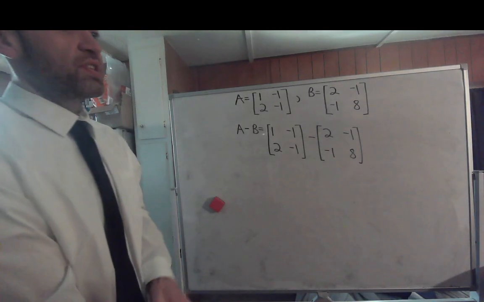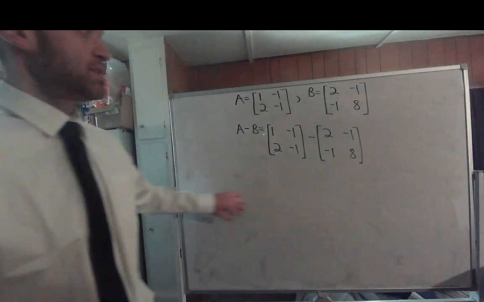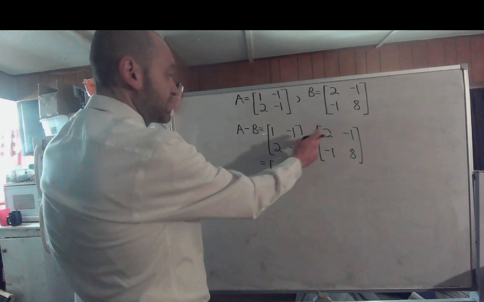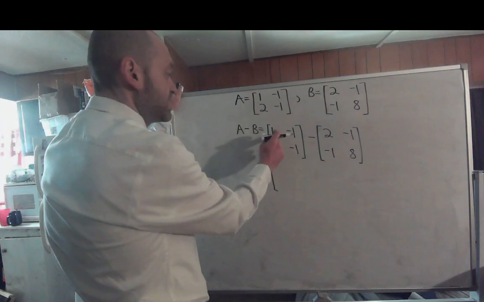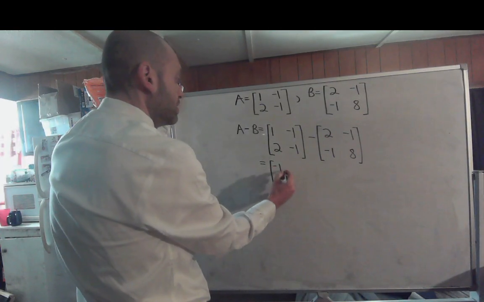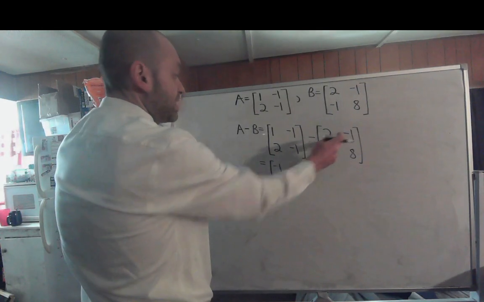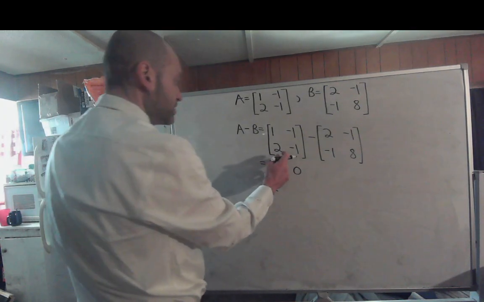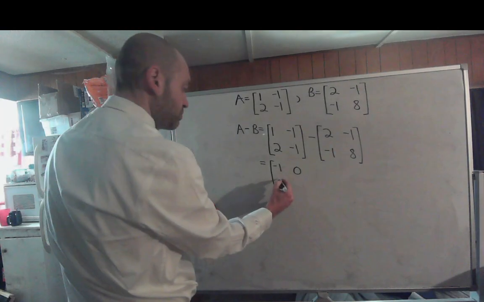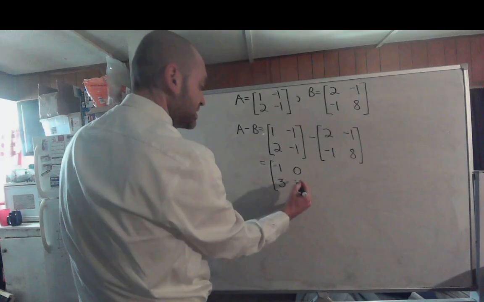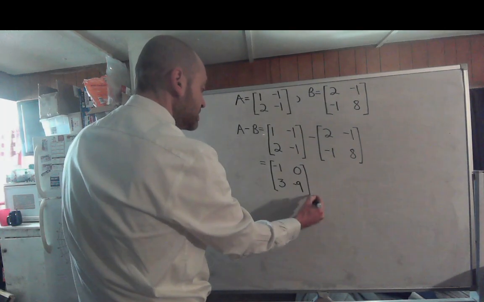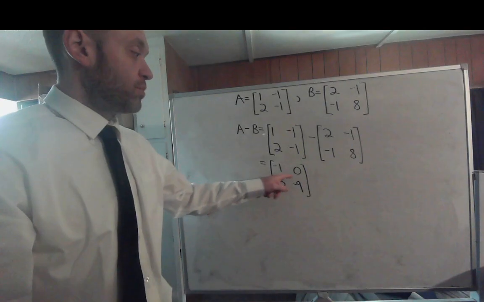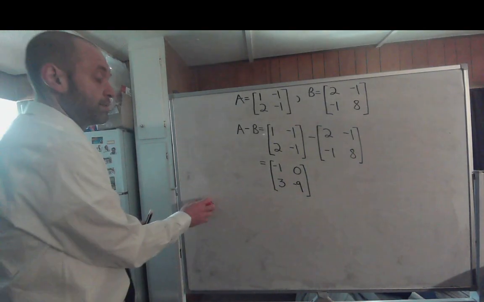And matrix subtraction works the same. They both have to be the same dimensions. So all I have to do now is take each respective entry, subtract the numbers from the other matrix in it. So if I take that 1 minus 2, I'll get -1. I take -1 minus -1, well, that's -1 plus 1, that turns into 0. 2 minus -1 turns into 2 plus 1, that's 3. -1 minus 8 is -9. So my answer for A minus B would end up being -1, 0, 3, -9.